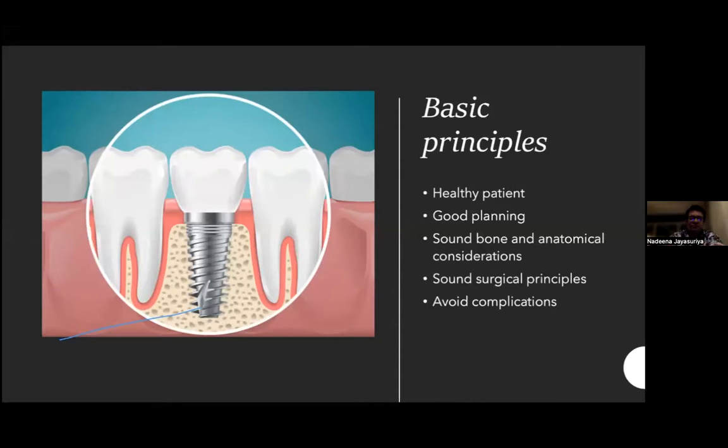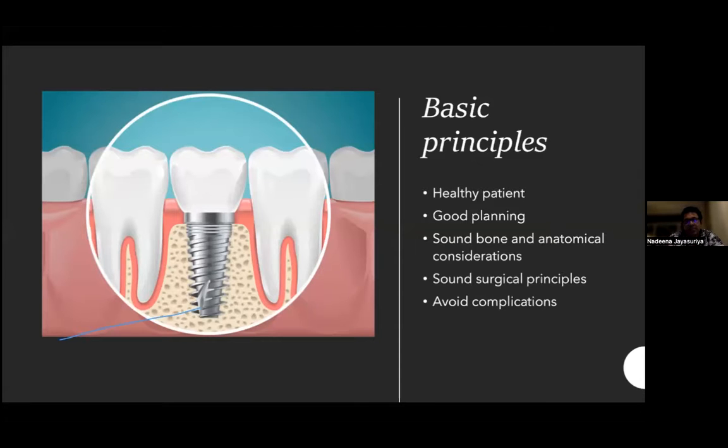So let's talk about the basic things that we need to know or think about when we want to do a dental implant. Obviously, you have to find a healthy patient. You have to find the suitable candidate. That is a must. Otherwise, it's going to fail very badly. You have to plan. You have to plan before you put the implant, or else you will end up just wasting money, wasting time of the patient, and unnecessary treatment.